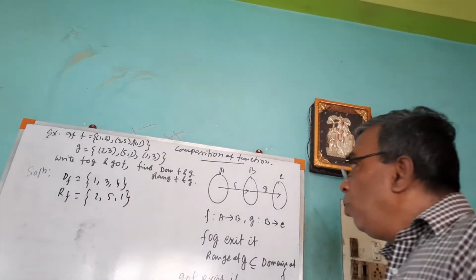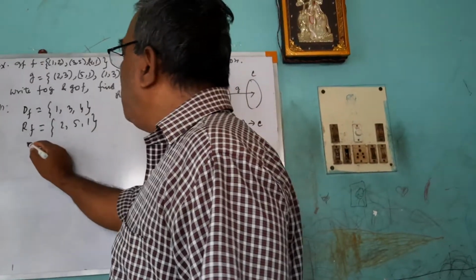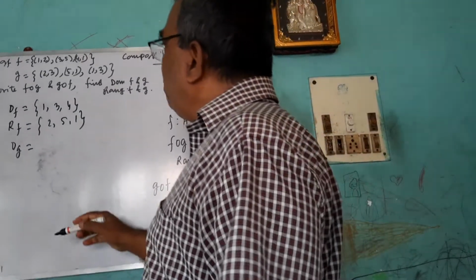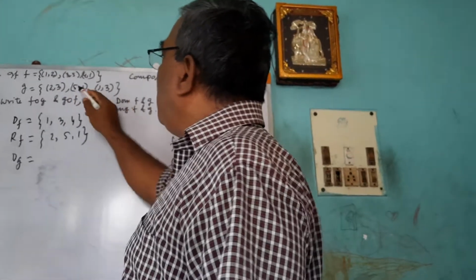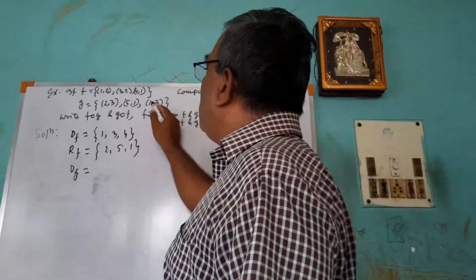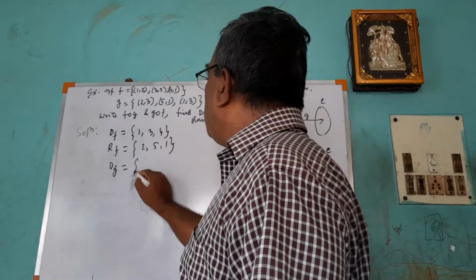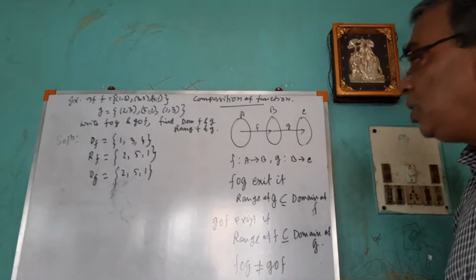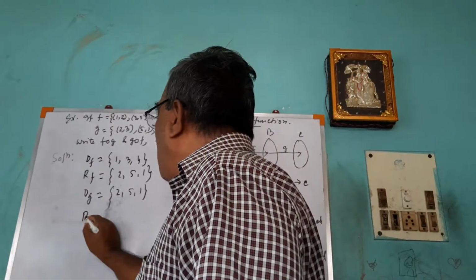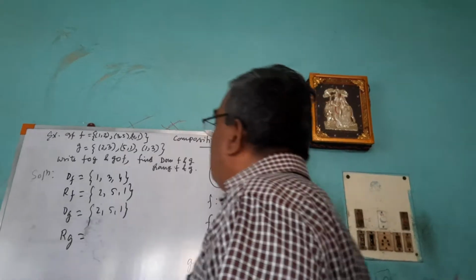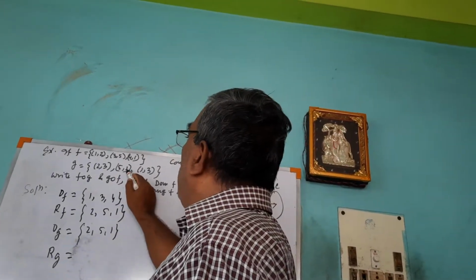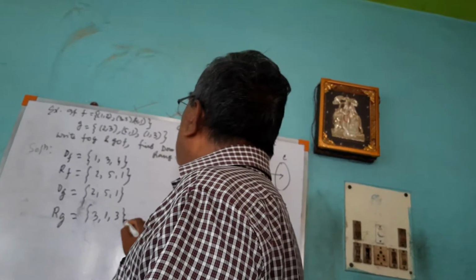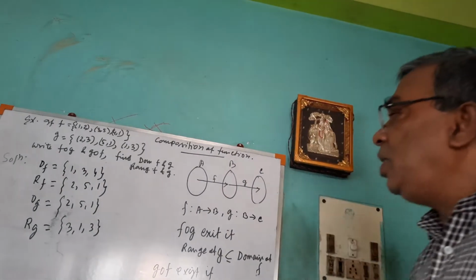Okay. So now we have domain F and range F. Now what is domain G? Domain G is the same thing: in these three pairs, the first elements are 2, 5, 1. So 2, 5, 1 is the domain G. And what is the range G? RG, that is the second elements. Range of G is 3, 1, 3. So this is the domain F, range F, domain G and range G.